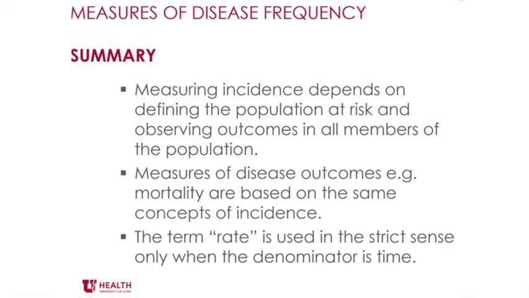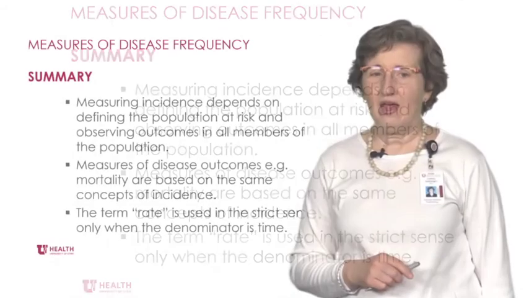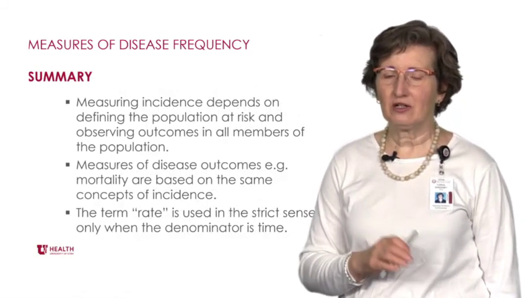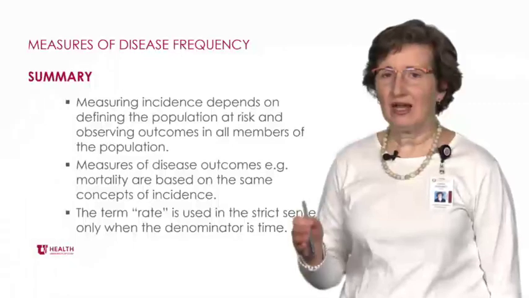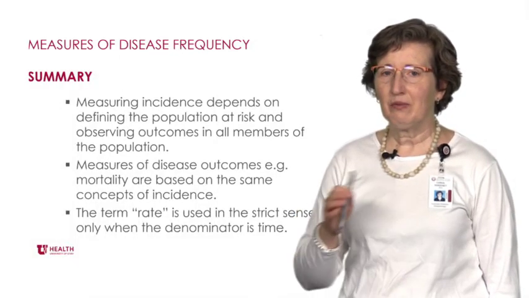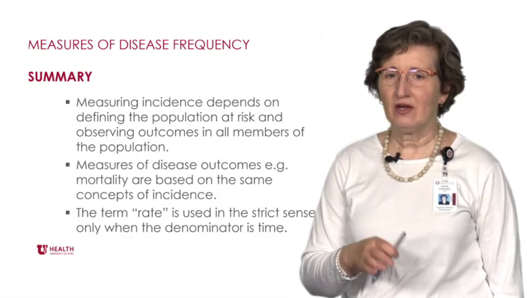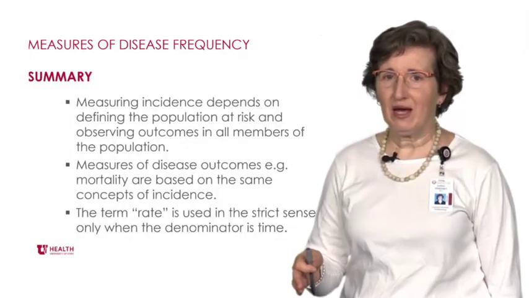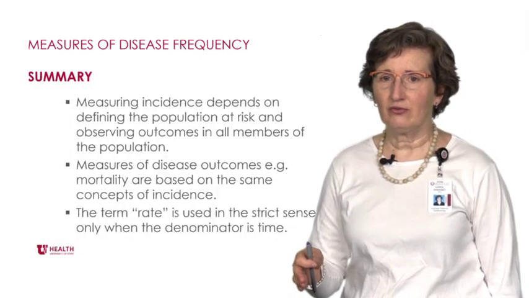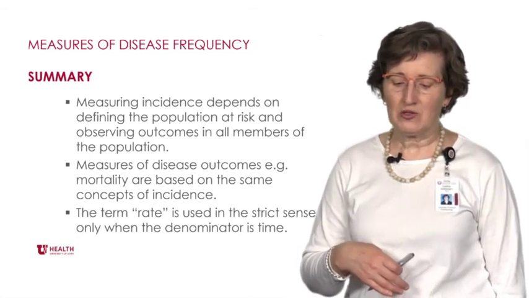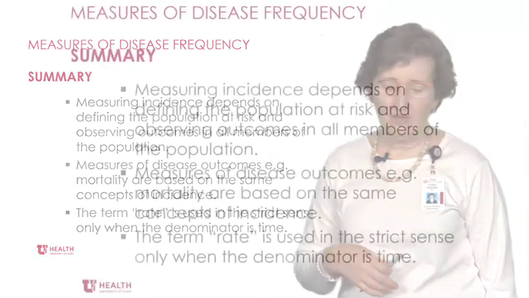So in summary, measuring incidence depends on defining the population at risk and observing outcomes in all members of the population. And that concept becomes really important when you're thinking about studies where we're trying to look at cause and effect. Whatever that outcome is, the effect, we want to make sure that we've properly followed all of our population at risk so that we're not biasing our study of those outcomes in relation to whatever the treatment or cause that you're interested in is.